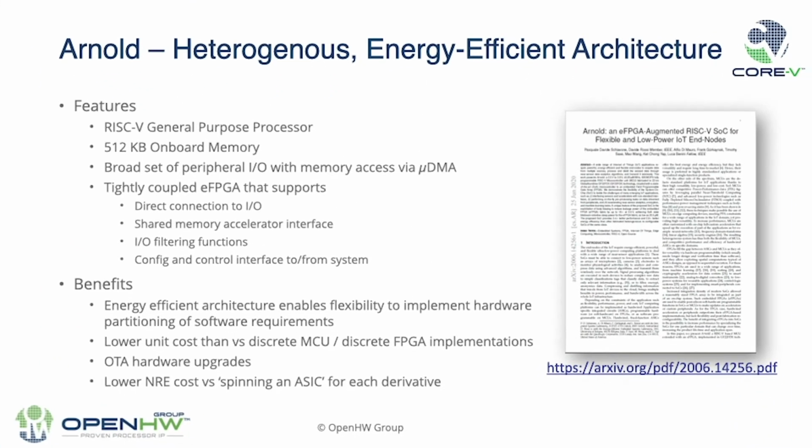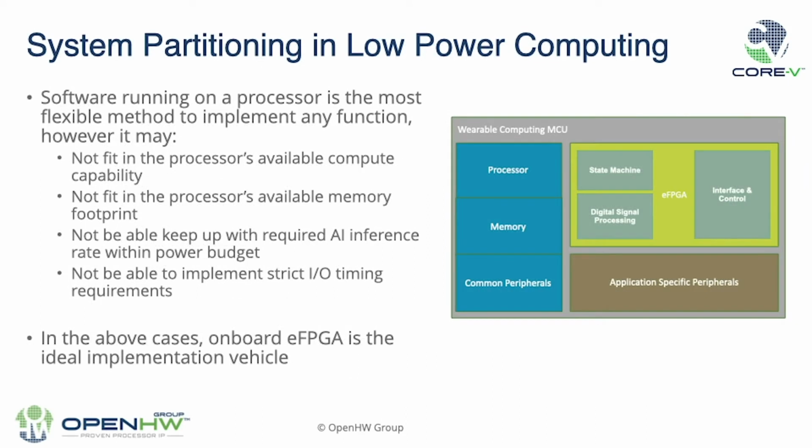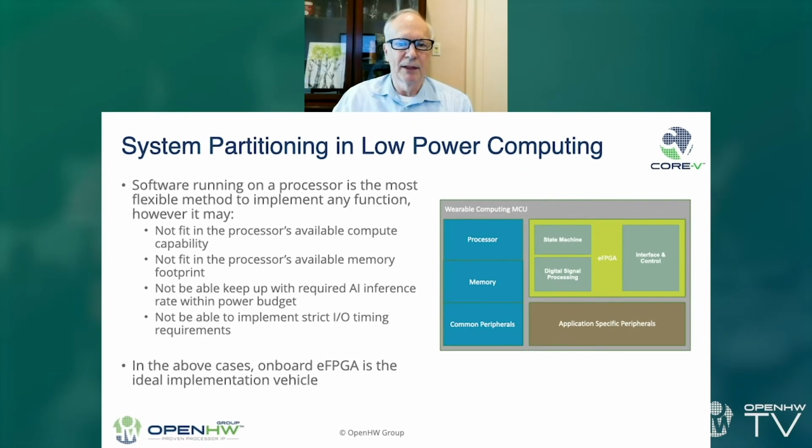So the idea here is that you could use a discrete application, but for IoT, you want to merge them into one chip to get the benefits of semiconductor economics. OTA hardware upgrades. Well, ASICs are always the lowest power, most energy efficient way of solving any problem. But once you've built them, they're stuck. So with eFPGA, you have the option of upgrading the hardware over the internet after it's deployed in the field. And of course, you get lower NRE costs versus spinning an ASIC for each derivative. System partitioning in low power computing, software is the go-to method everybody uses. It's the most flexible method to implement any function.